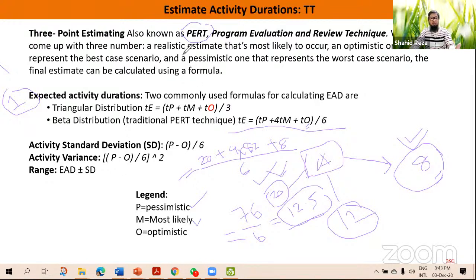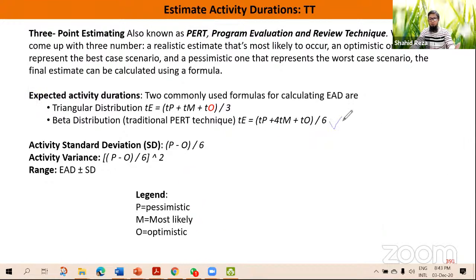So this is actually known as 3-point estimating, and this is the general formula, and this formula is known as beta deviation formula for normal distribution, normal case. But another variation of the same formula is triangular distribution formula. So this formula, if there is nothing mentioned, then you will always use beta distribution. This is also known as weighted average 3-point estimating formula.